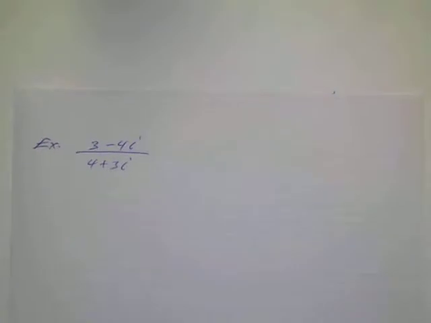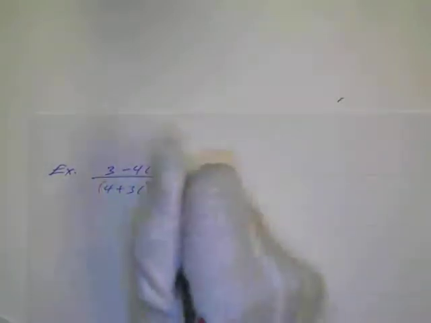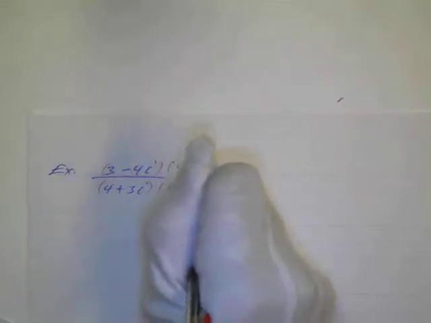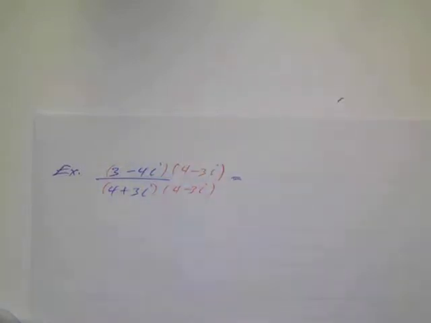So here's an example. This is number 37. 3 minus 4i all over 4 plus 3i. And we want to rationalize this and put it in standard form. So we're going to multiply the top and the bottom by the conjugate, which is going to be the denominator's conjugate. So it's going to be 4 minus 3i. Now once we have that, okay, the top, we probably want to multiply this out because I don't think we're going to have any simplified because we've got all this stuff going on.